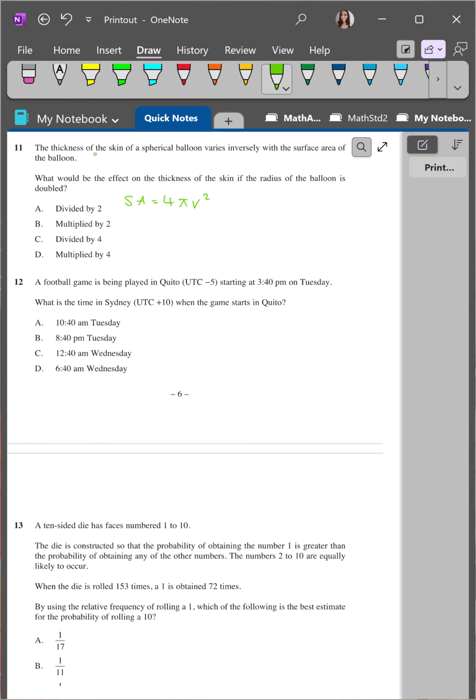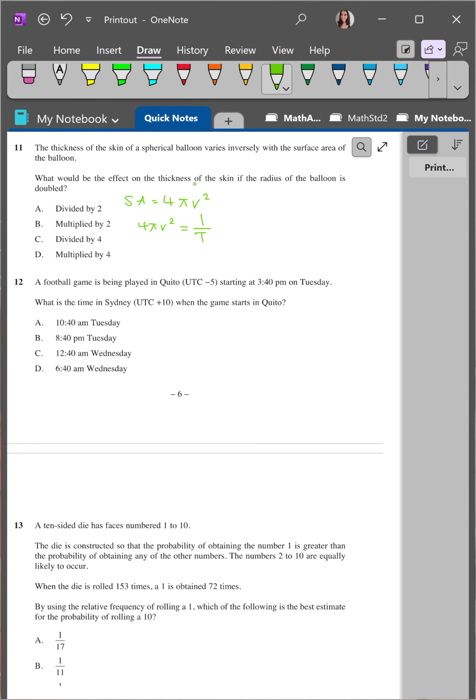Now it's saying that the thickness of the skin varies inversely with the surface area. So that means that 4 pi r squared varies inversely. So it has to have an inverse relationship, which means this equals 1 or k on t. But for this, we're just going to put 1 because they're not asking for anything specific. They're just saying inversely, so we can just put 1.